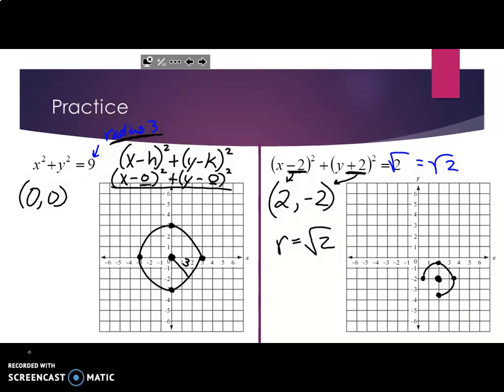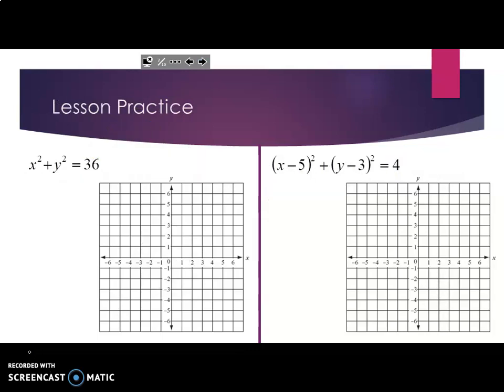And this right here, guys, is a perfect example as to why we label our radius. Because that distance is an approximation. So I need to label it. And when I label it, that makes it exact. So that's a square root of 2 now. Okay? All right. One more slide for our practices. Okay? I want you guys to pause the video here. Try to graph both of these on your own. Pause the video. Try to graph both these on your own.